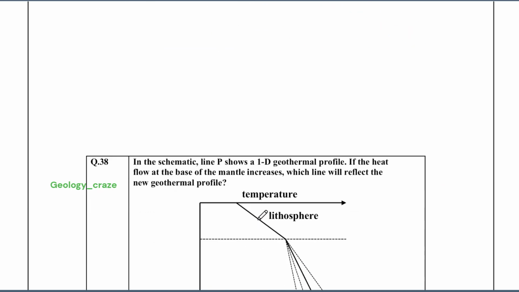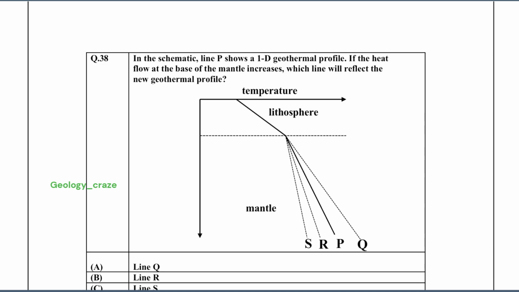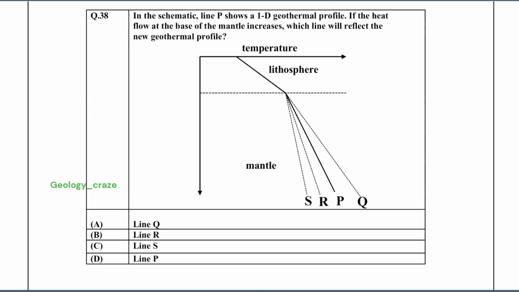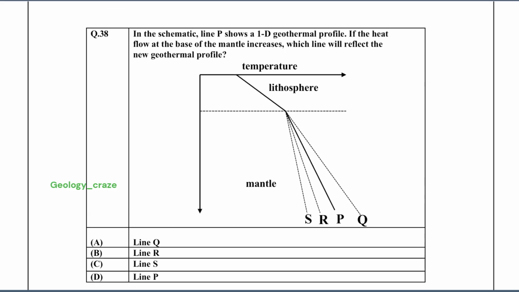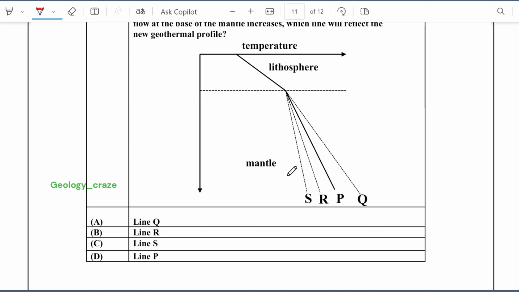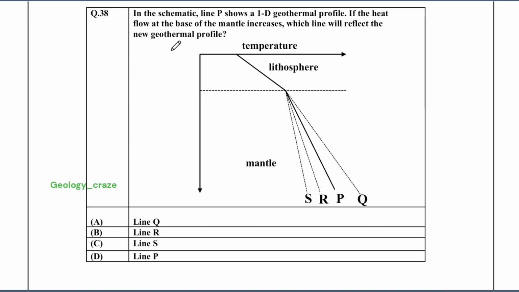Now in the next question, it is a basic question. I will take only 1 minute to solve it. In the systematic diagram, line P shows a 1D geothermal profile. This is our geothermal profile, that P represents.